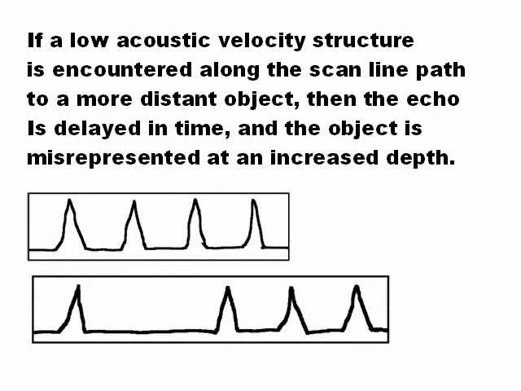If a low acoustic velocity structure is encountered along the scanline path, objects are registered farther than they really are. This is a propagation speed artifact.